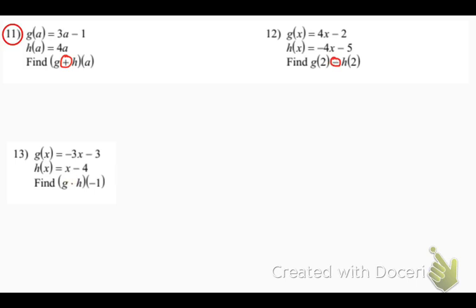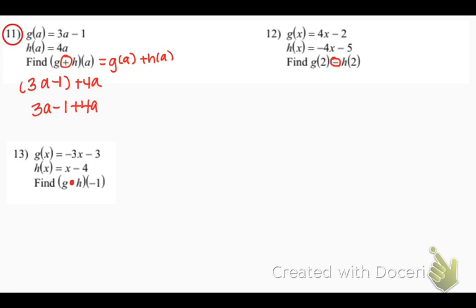Remember that closed circle means multiplication. That's not composition. It's not an open circle. Okay? So this addition tells me that I can rewrite this as g of a plus h of a, and then solve. Okay? So I can write 3a minus 1 plus 4a, and just combine those like terms.